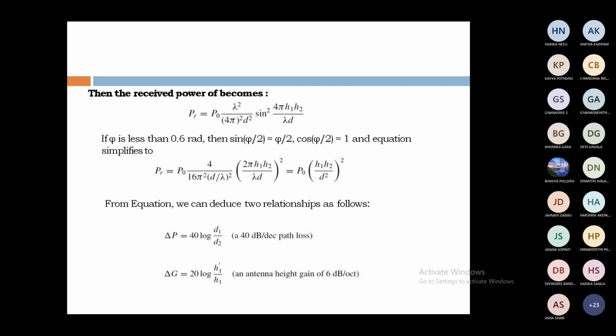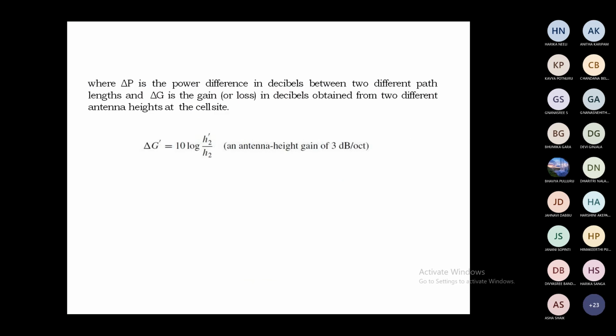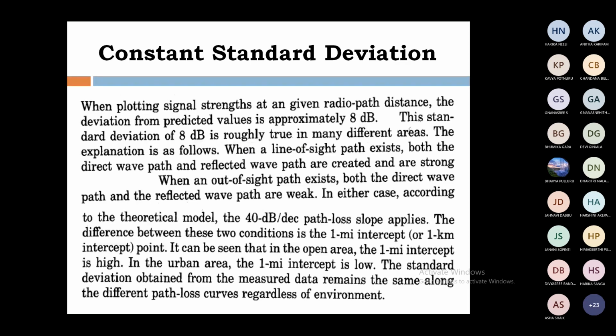Right. Now I have to calculate two relationships. Received power difference, delta P, which is equal to 40 log d1 by d2. Delta G is equal to 20 log h1 dash by h1. Here these are based upon the standard equations. And the height gain, that is delta G, is equal to 10 log h2 dash by h2. This is based upon the mobile unit. Right. This is about the phase differences between incident angle and elevation angle.